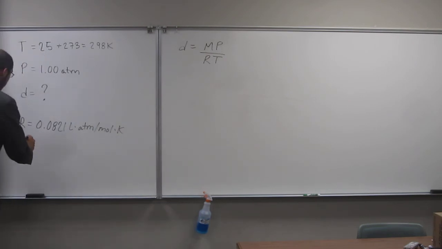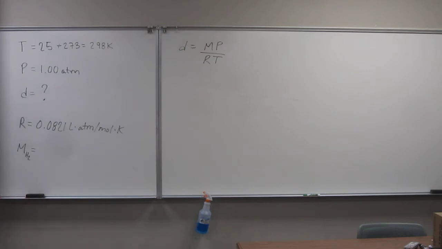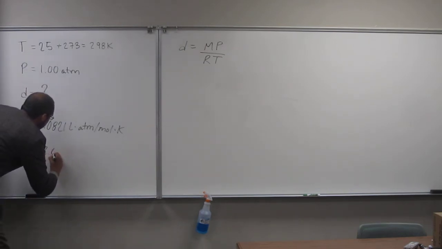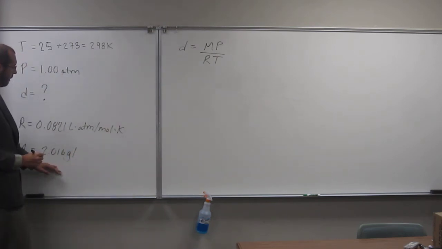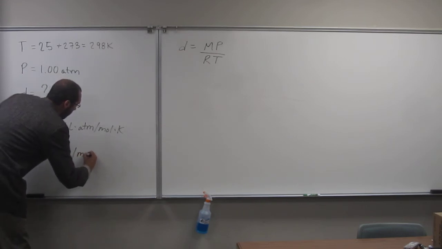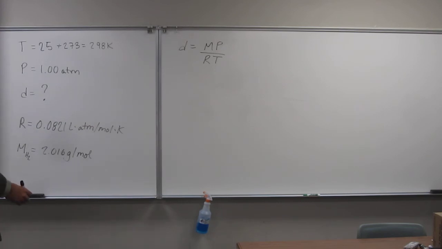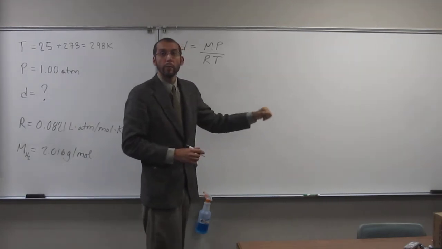So, molar mass, and the problem is nice enough to remind you that gaseous hydrogen is diatomic. So, if we look up at the periodic table, we find that the molar mass of diatomic hydrogen gas is 2.016 grams per mole. Okay, so that's going to get our mole canceling out of there. So again, if we look at this equation, we should realize that canceling all of this stuff out should give us grams per liter in the end.